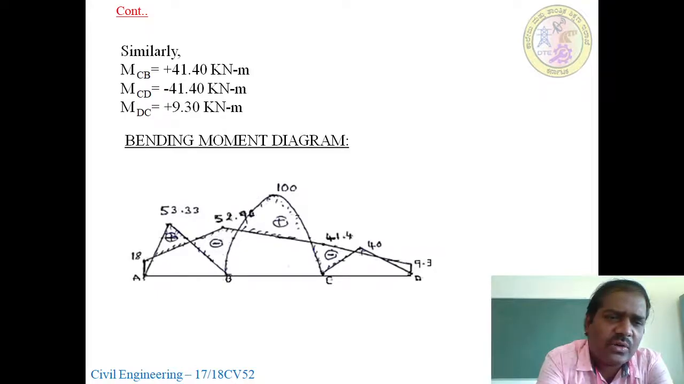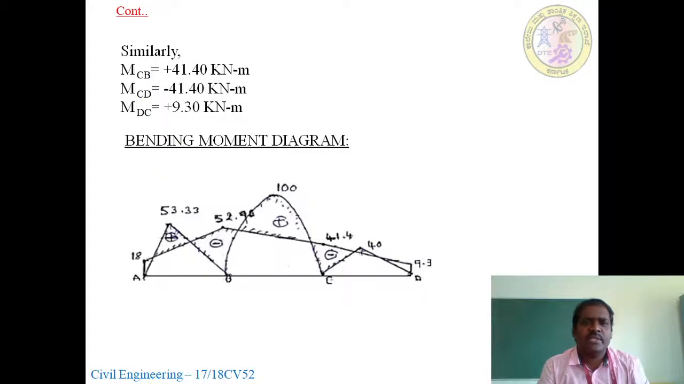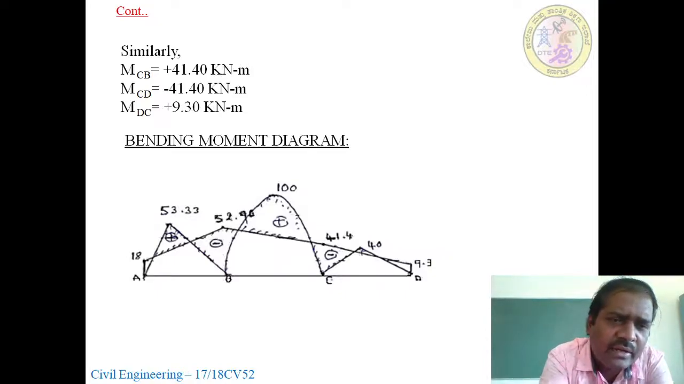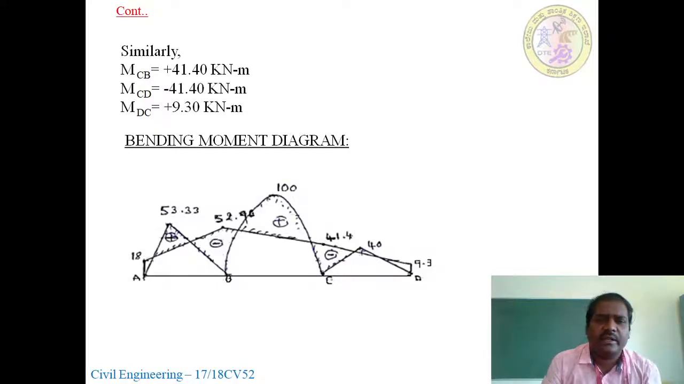Next, draw the bending moment diagram for the load cases. Here there will be a point load WAB by L. WL square by 8 gives you 100, and WL by 4 gives you 40. So this is your bending moment diagram. First draw 18, then from B 52.96, 41.4 and 9.3. Join the lines, then draw the bending moment diagram as per the loads. For WAB by L it will be a triangle, second B to C is parabolic, and third C to D is a triangle.